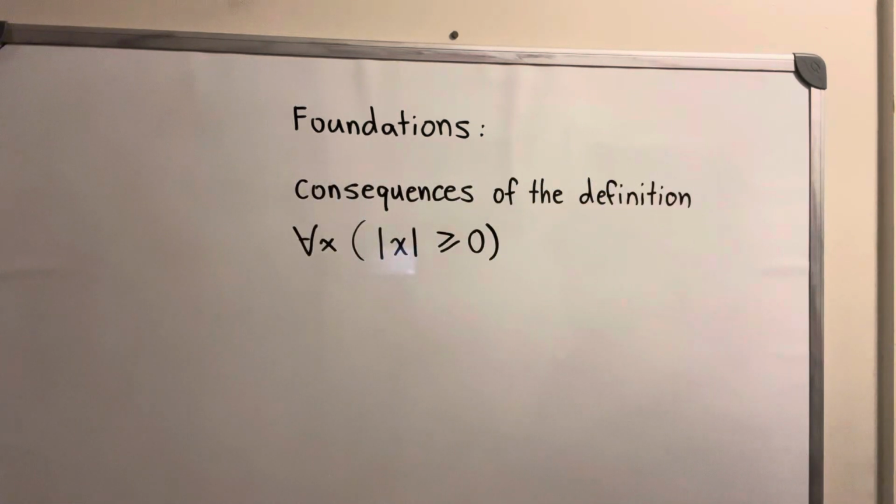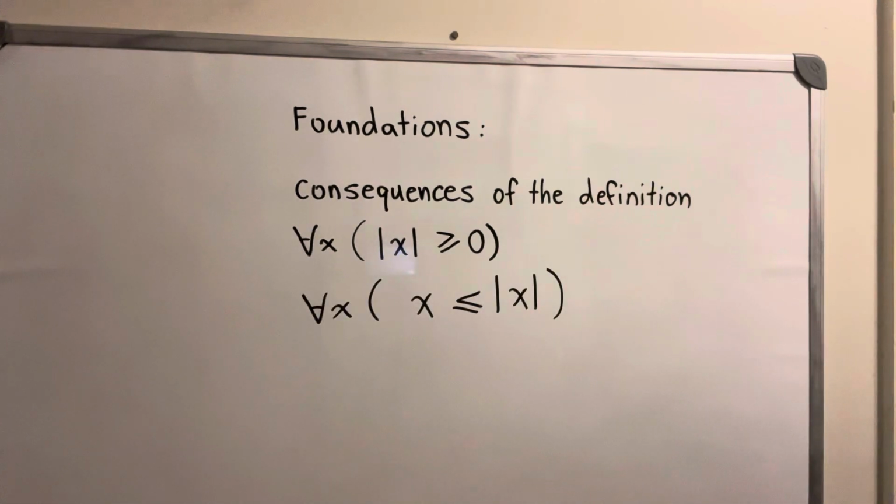The first consequence that we can reason out is that for all x, the absolute value of x is non-negative, because by the definition we just saw a few seconds ago, if x is non-negative, then the absolute value is x. And if x is negative, then the absolute value is the negative of it. The negative of a negative is non-negative. So therefore, for all x, the absolute value is always greater than or equal to 0.